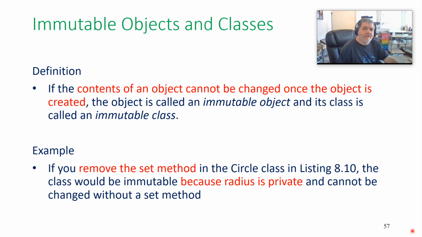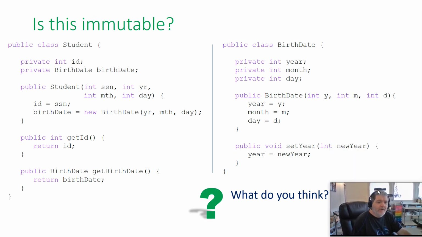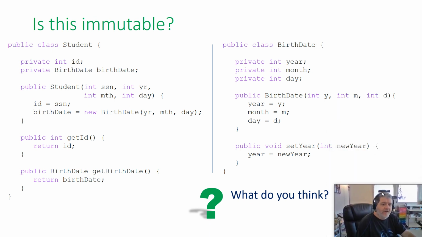Well, let's take a look at an example that hopefully is going to be tricky enough to show us what we need to really pay attention to when we are talking about potentially immutable code. So here's a class Student. It contains an attribute id, an attribute named birthDate. The id is of type int, the birthDate is of type BirthDate, uppercase B, uppercase D. So that's the name of a class that I'm going to define here on the right in one second.